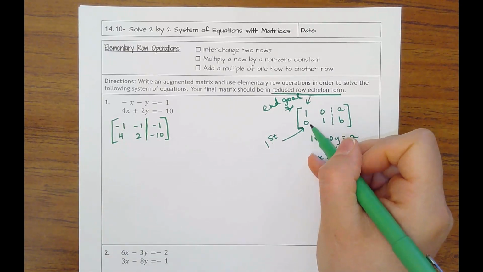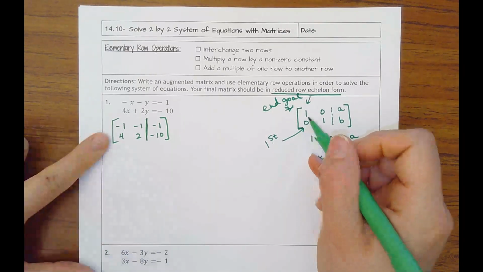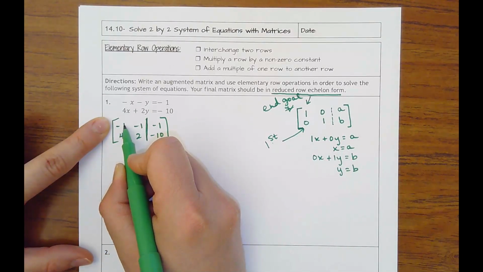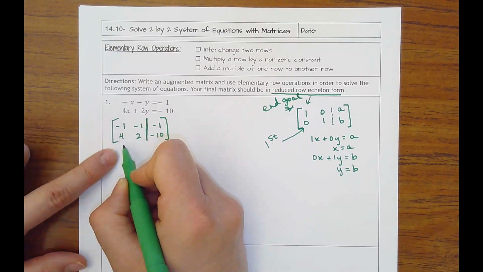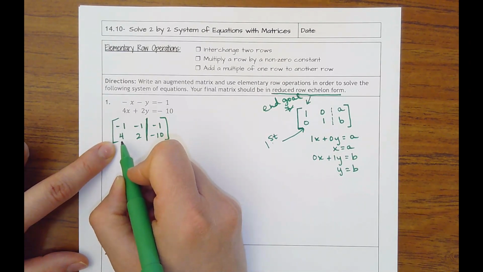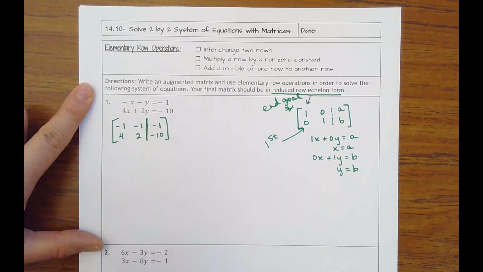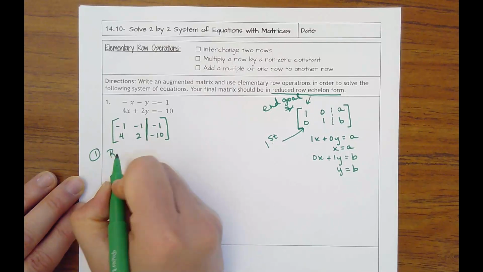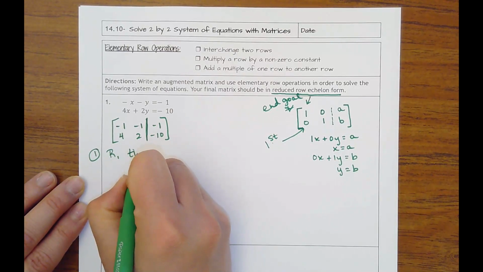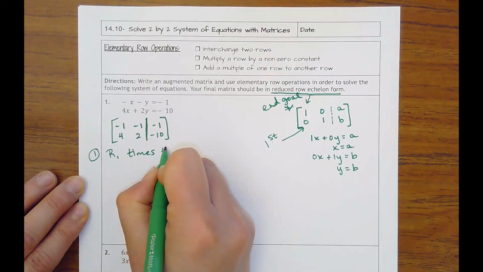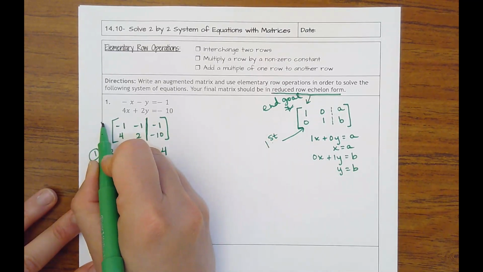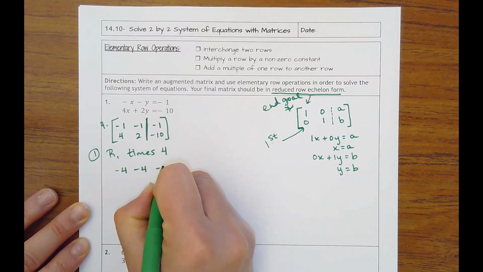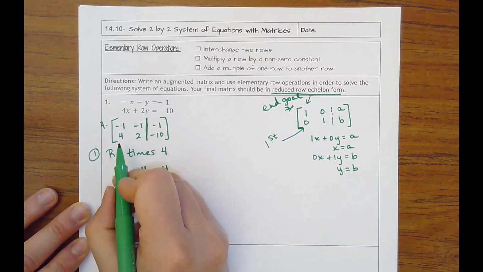So let's think here. How could I get a 0? Well, if this is a 4, and this were a -4, they could add together to make 0, but I would need this to be down here. I guess I don't have to. So let's go ahead and actually first take row 1 times 4. So I'm taking everything in row 1 times 4. So that would now be -4, -4, -4, and leave row 2 alone: 4, 2, -10.